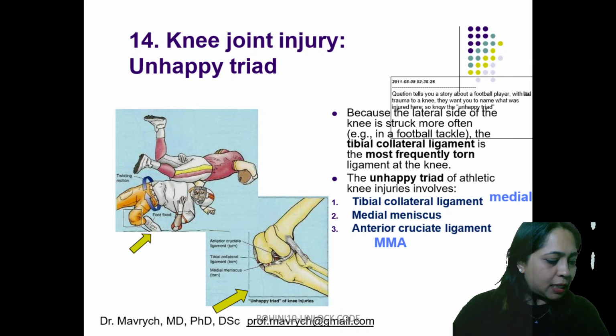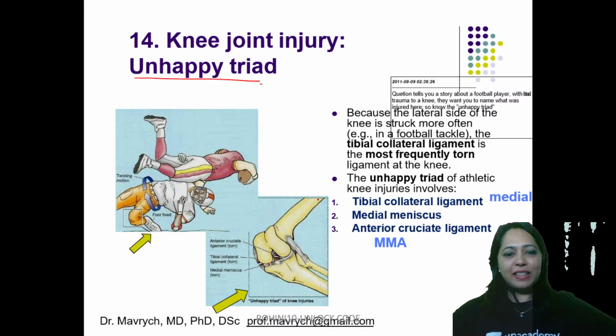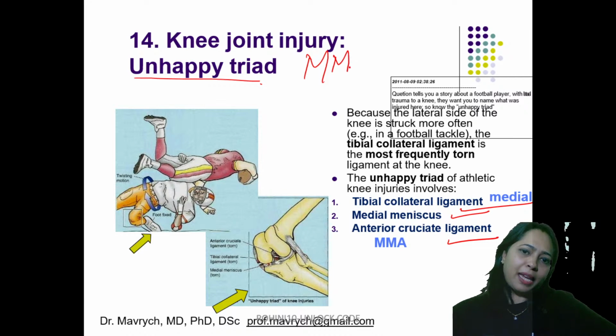Next one here, you can see the knee joint injury. So unhappy triad, you remember the unhappy triad. What are those unhappy triads? There are three things. One is the tibial collateral ligament. There is medial menisci and anterior cruciate ligament. You remember MMA, unhappy triad.